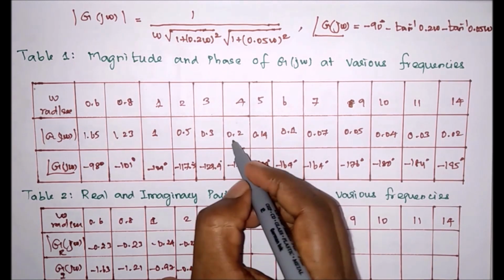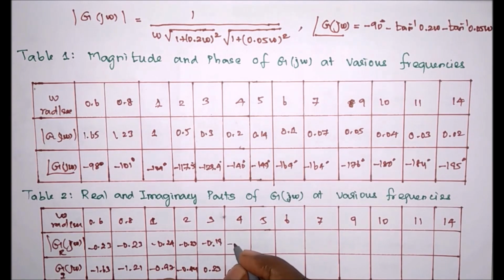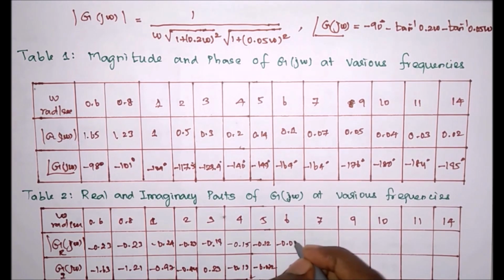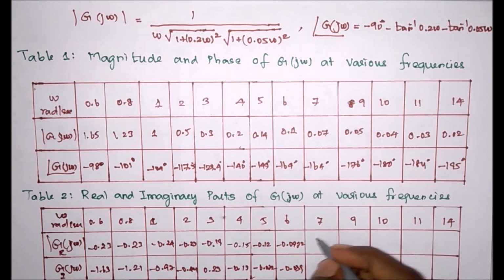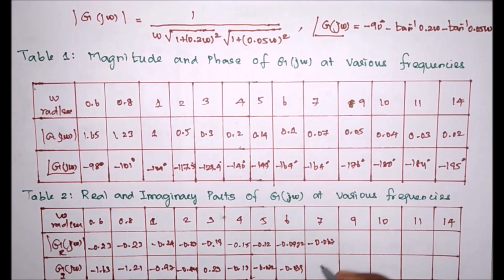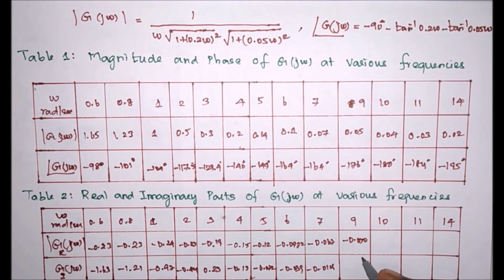For omega equal to 4, magnitude equal to 0.2, angle equal to minus 140. So we will get minus 0.15, minus 0.13. Similarly, we will get all the values. Minus 0.12, here minus 0.072. So here we will get minus 0.972. Here we will get minus 0.039. Here we will get minus 0.067. Here we will get minus 0.019. Here we will get minus 0.05. Here we will get minus 0.0034.